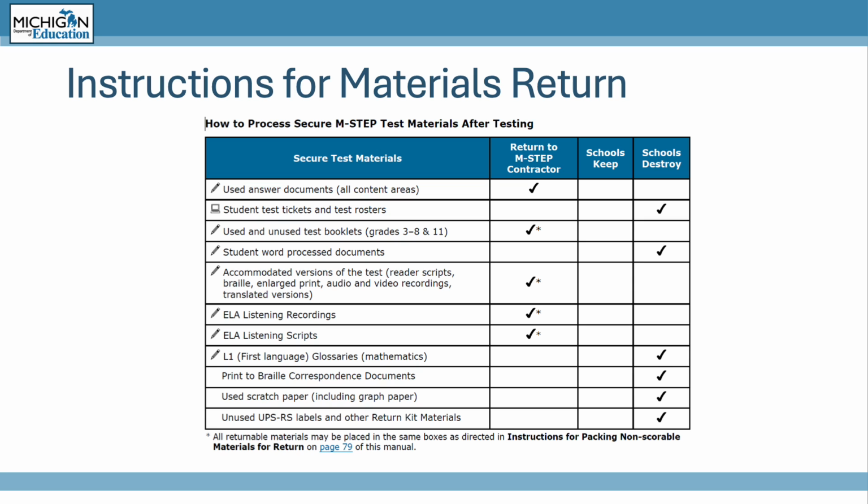So, things that have to be returned to the scoring contractor are, of course, the used answer documents, all of the test booklets that were sent to you, and accommodated versions of the test have to be sent back too. Accommodated versions of the test are things like reader scripts, braille materials, enlarged print, and the audio recordings, or if you have any video recordings, or translated versions of the test.